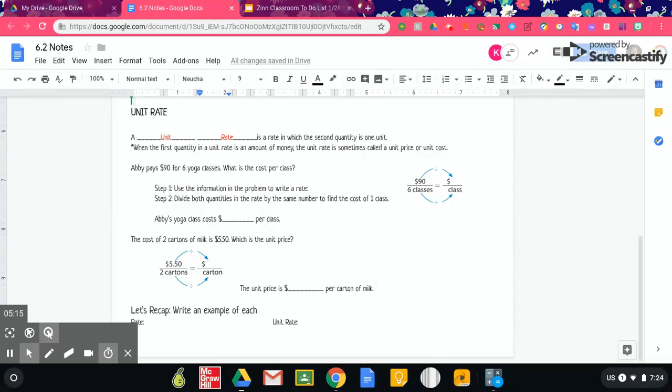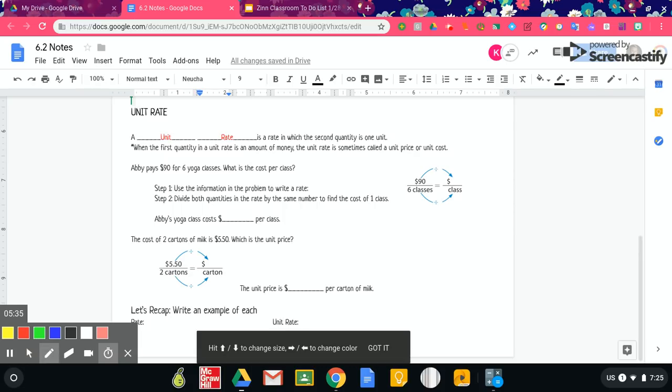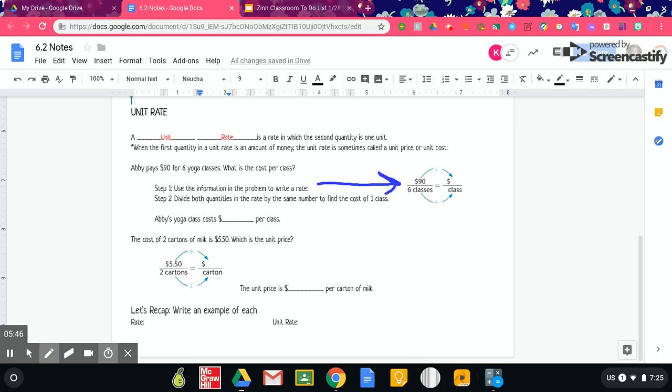So the first example says Abby pays $90 for 6 yoga classes. What is the cost per class? And this is basically a shortcut over what we just did with the example with the T. As you probably would have guessed, making the tables is a lot of work, and there's a much, much faster way to do that, and that's what I'm about to show you. So first you have to use the information in the problem to write the rate. So $90 for 6 yoga classes, your rate is $90 over 6 classes.